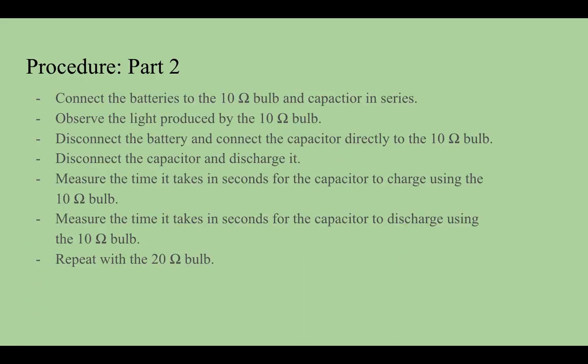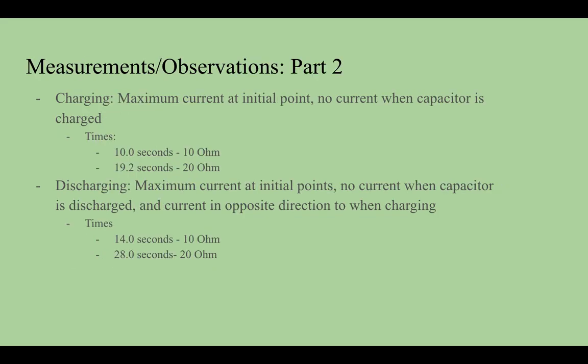So here's the condensed procedure for part 2. Some key measurements and observations from part 2: when charging, the maximum current is at the initial point and there's no current when the capacitor is charged. The times it took to charge were about 10 seconds for the 10 ohm and about 19 seconds for the 20 ohm. For discharging, the maximum current was at the initial point and there was no current when the capacitor discharged, and current was going in the opposite direction compared to when it was charging. Times were about 14 seconds for 10 ohms and 28 seconds for 20 ohms.